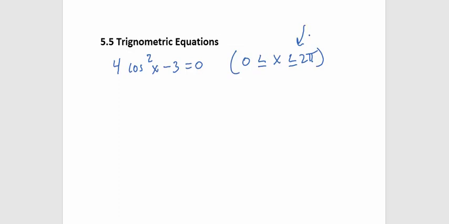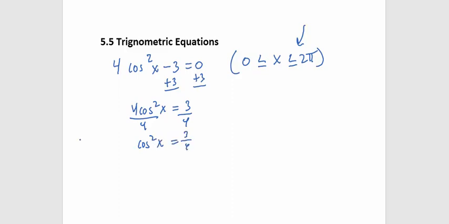Okay, so if I'm solving this, I'm trying to isolate the cosine of x, so I'm going to add 3 to both sides. So I have 4 cosine squared of x is equal to 3. Divide both sides by 4. So cosine squared of x is equal to 3/4.